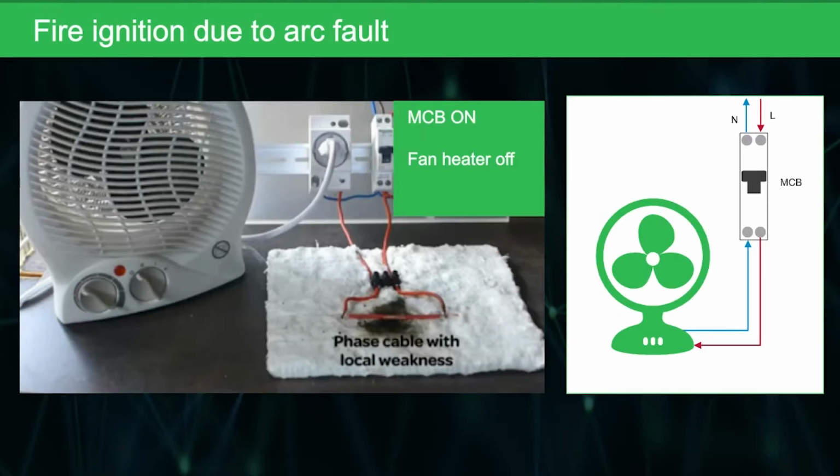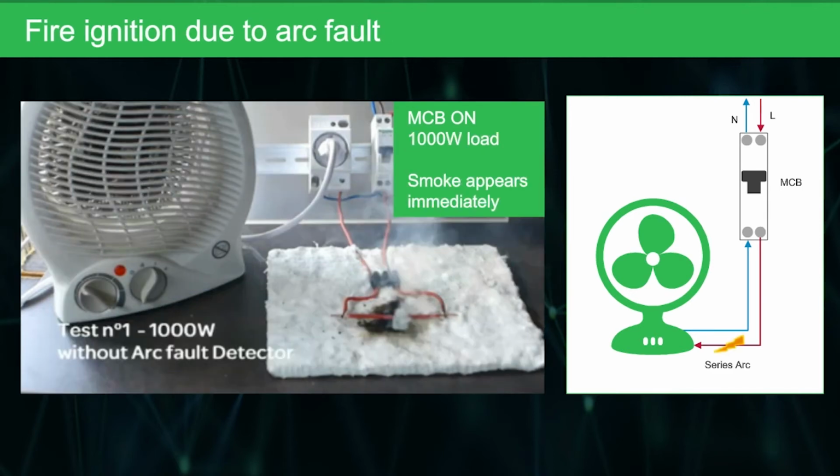To demonstrate that more clearly, this is a little test setup demonstration that we did. What you can see is an MCB going through a supply and a cable. The cable has some internal conductors that have been damaged, so the individual strands are damaged inside the red cable, and it's connected to a simple fan heater. At this stage, the MCB is in the on position and the fan is in the off position. Then when we turn this fan heater on to its first setting of just 1,000 watts, some smoke started appearing from the cable immediately.